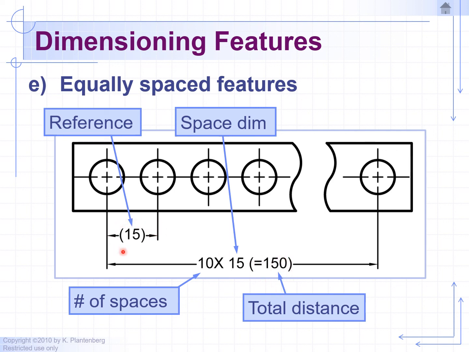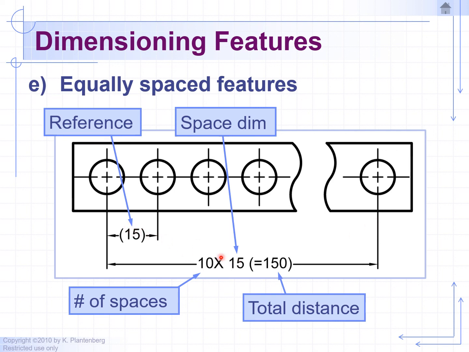Same thing with the 15 here. This is a reference only. They're telling us, hey, do not use this dimension. We're going to use this dimension. We have 10 spaces, 10x, space of 15 millimeters. So 15, 15, 15, and so on is the spacing between the holes.